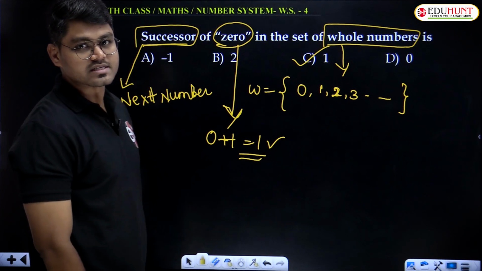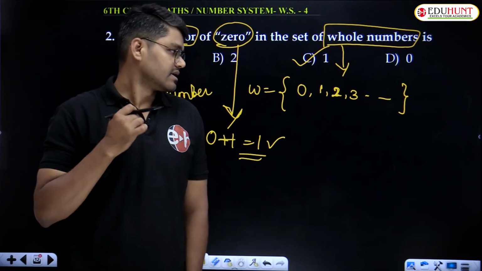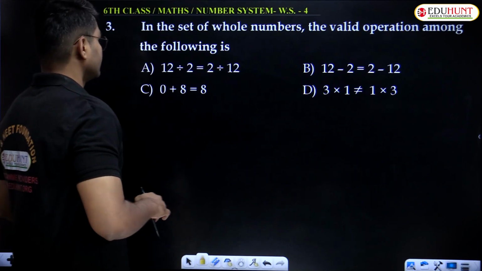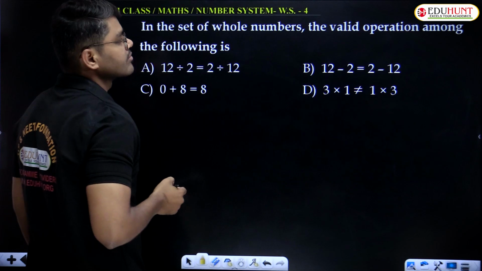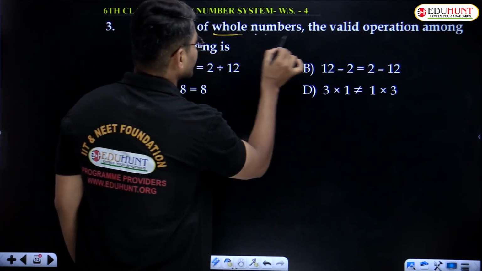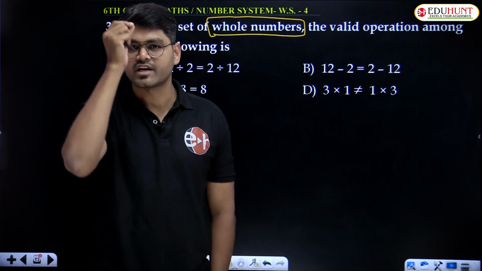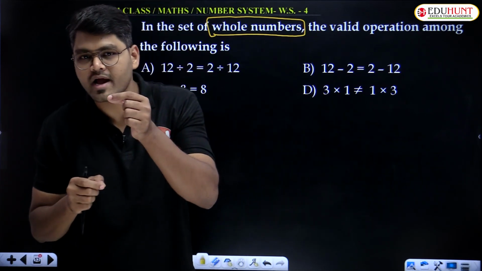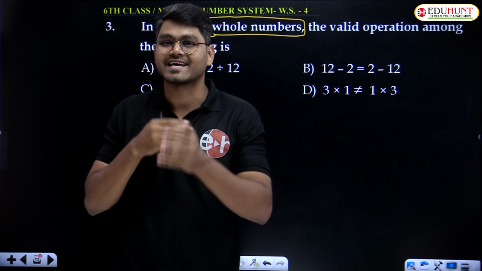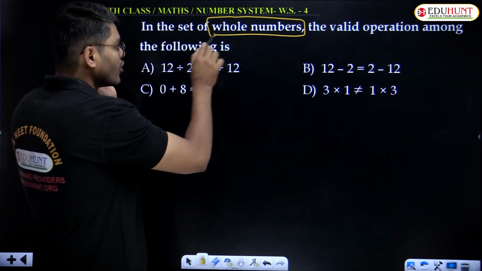Did you understand, students? Here I am explaining each and every option. Please understand carefully. Let's move on to the next one. In the set of whole numbers, the varied operation among the following is. What are whole numbers here? Everywhere I am explaining each and every point. If you miss a point in the previous question, no need to worry. You will get that point in the next question whenever the word comes. Please understand, students. Now see, whole numbers.